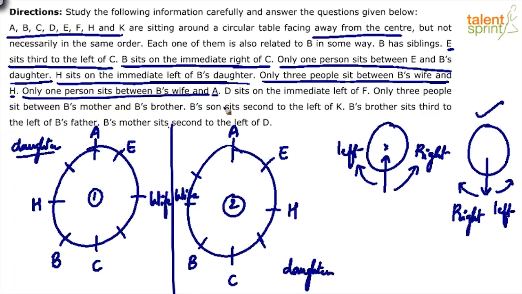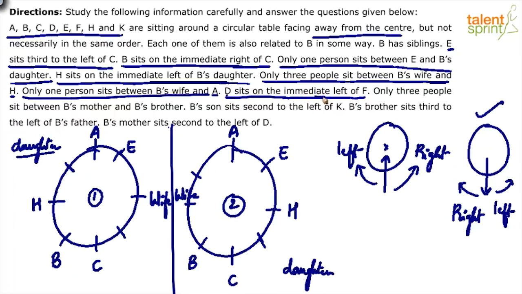D sits on the immediate left of F. Now this is interesting. D sits on the immediate left of F. If you observe, we have neither marked D nor have we marked F so far, right? D or F are not available in the arrangement that we have done so far. Both of them are new. But what is given in the statement here is that D sits on the immediate left of F.